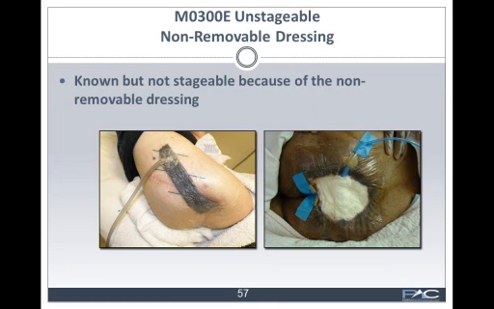Okay, the second one is non-removable dressings, and we've seen a lot more of these. I think with the introduction of wound vacs becoming more mainstream over the last several years, we've got to keep that dressing in place for several days. At the time coming into the MDS, we may not have appropriate documentation, or that dressing may be on for an extended period of time.